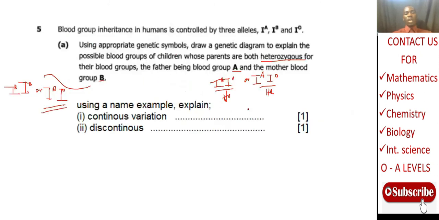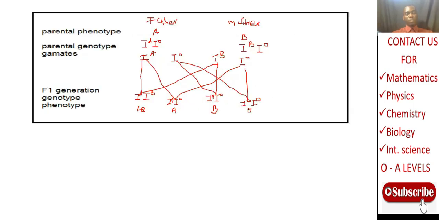Okay, now here our question was just telling us, using appropriate genetic symbols, draw a genetic diagram to explain the possible blood groups of the children whose parents are both heterozygous for their blood groups. Okay, the father being blood group A and the mother being blood group B. So we have just done. This is how it is supposed to be done.